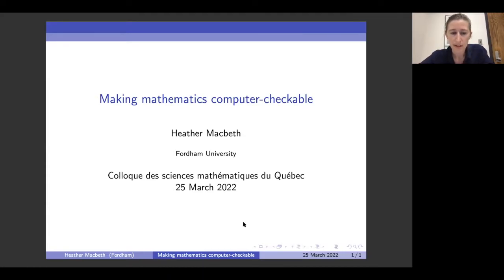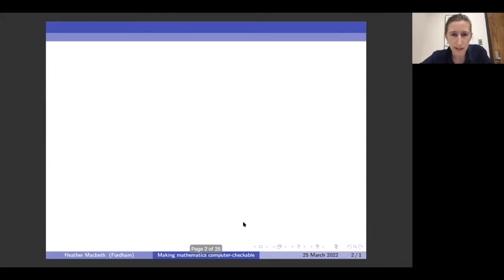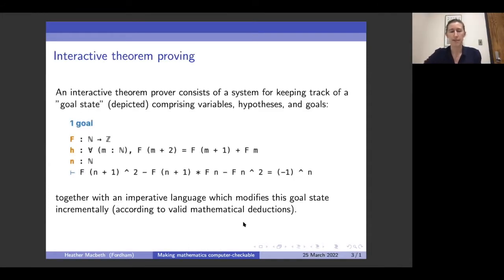So the technology that permits this is called the technology of proof assistants or formal verification. And I want to indicate briefly what I mean. So an interactive theorem prover is a system in which you have a mental aid for keeping track of how your proof is going. You have a display like this, which consists of the variables that you currently are keeping track of, and the hypotheses that you currently know, and the goals that you want to prove.